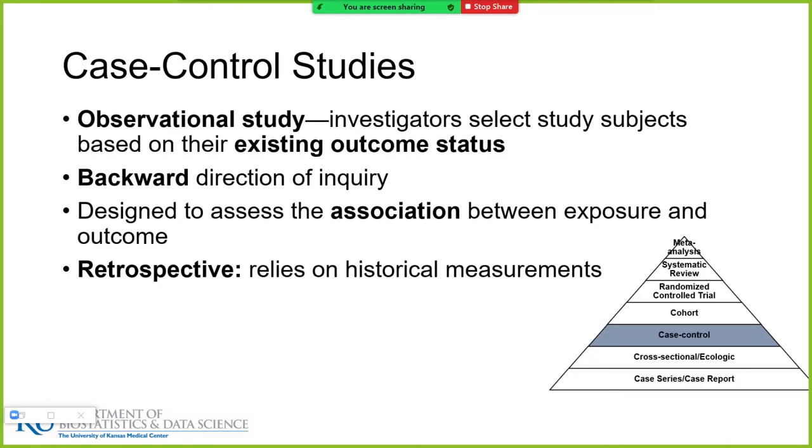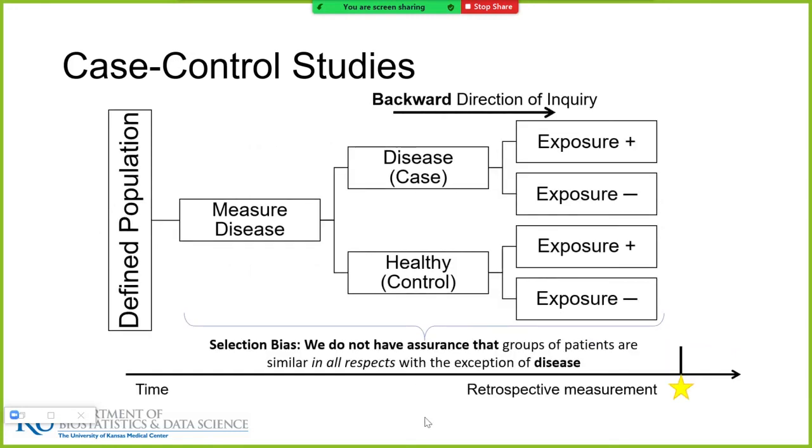Case control study, also observational. The biggest difference is that it's a backward direction of inquiry, and study subjects are selected based on their outcome, not on their exposure. And they are retrospective. So let's take a look at this picture. It kind of looks like, at first glance, a retrospective cohort study, but it's not. In the retrospective cohort study, we measured their treatment or their exposure, and then we had 2 groups, those who received an intervention and then a control, and then we looked to see how they differed based on their outcome. Notice we've reversed. Here we're interested in an individual's disease status.